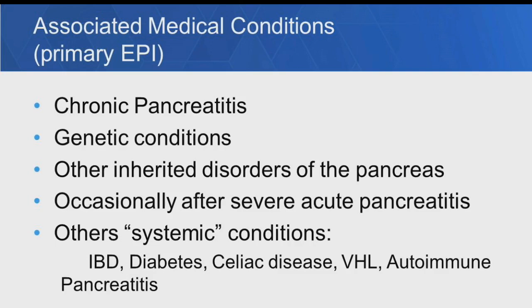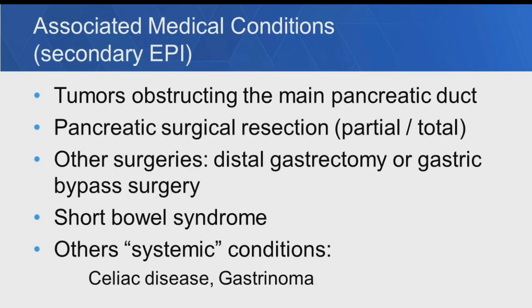By the way, think about diabetes as well. Other systemic disorders: inflammatory bowel disease, diabetes, this is something that is now more in vogue, celiac disease, von Hippel-Lindau, autoimmune pancreatitis, autoimmune particularly in the early stages. It's one of those that if you recognize it and treat it, the function will potentially go back to normal.